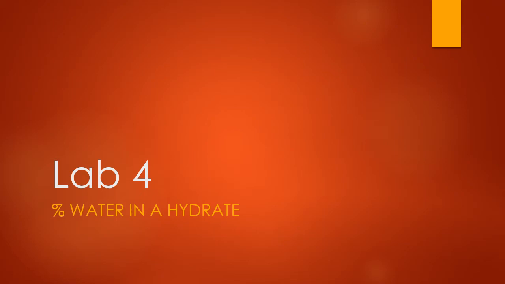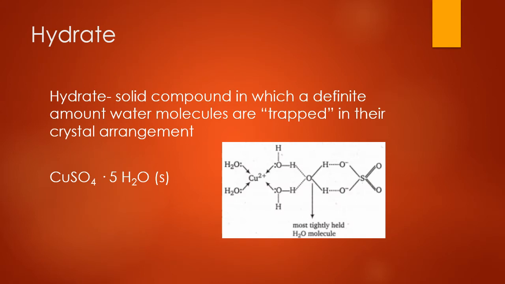For Lab 4, we're going to be looking at the percent water in a hydrate. Let's start by looking at the definition of a hydrate. A hydrate is a solid compound, usually in a crystalline form, in which a definite amount of water molecules are trapped in the crystal arrangement. So let's look at this chemical formula of copper 2 sulfate hexahydrate.